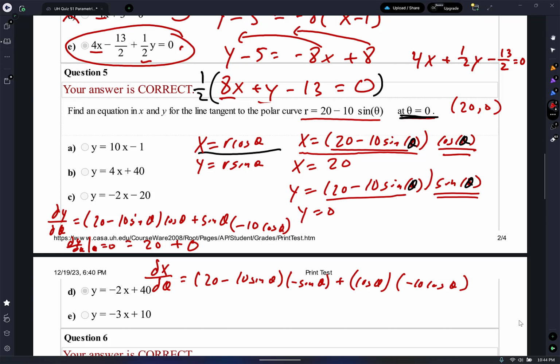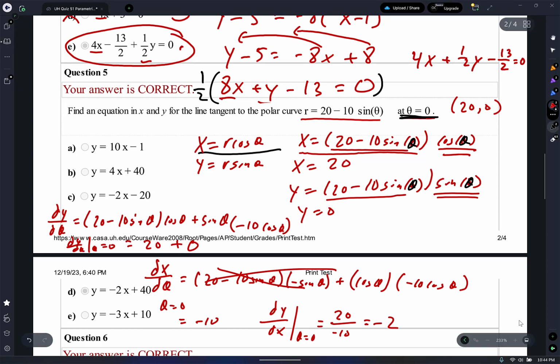All right, let's plug in theta equals 0. So theta equals 0, that all goes away. And cosine of 0 is 1, and then cosine of 0 is again 1, so negative 10. So dy dx when theta is 0 is, I get 20 divided by negative 10. So negative 2. All right, now that I know that my slope is negative 2, here we go, guys.